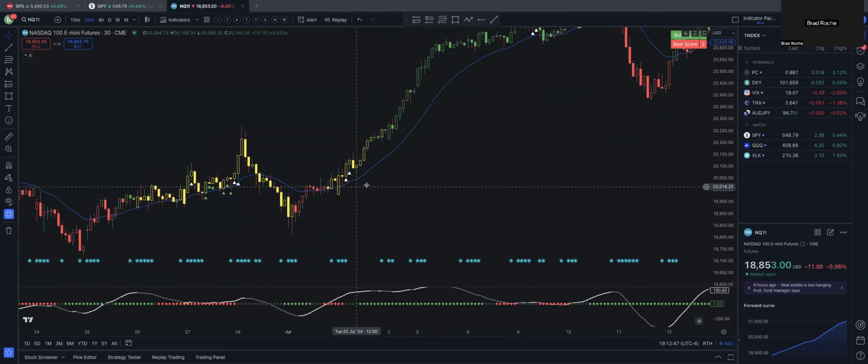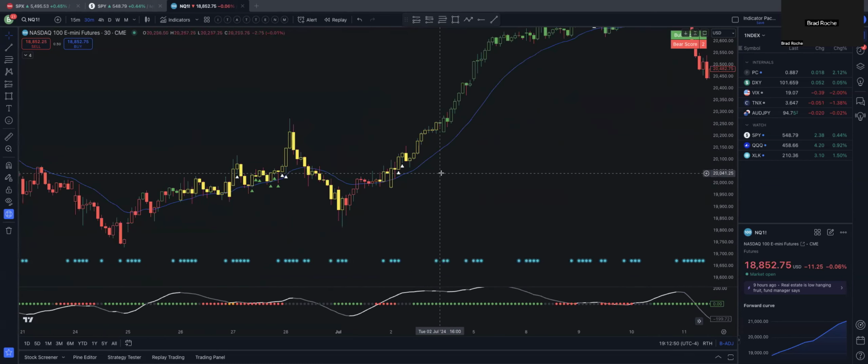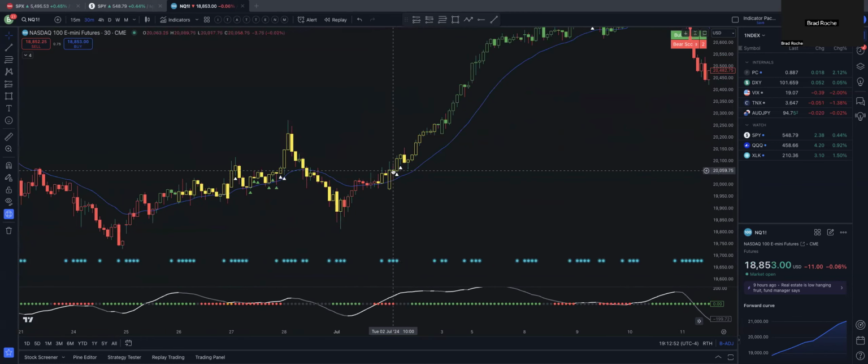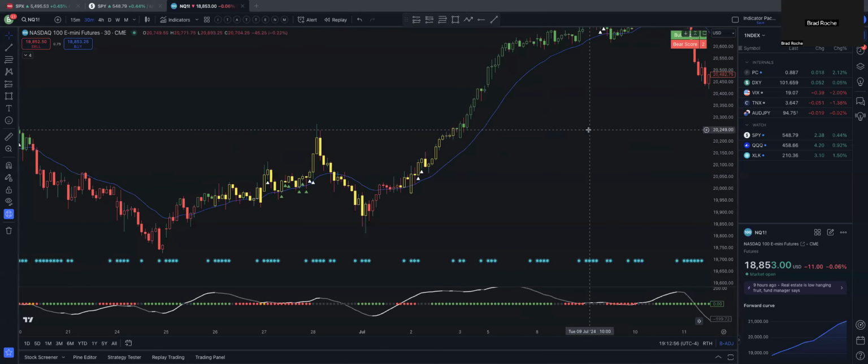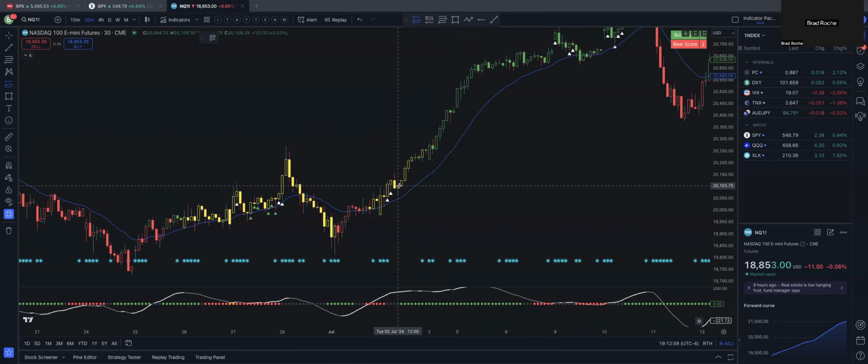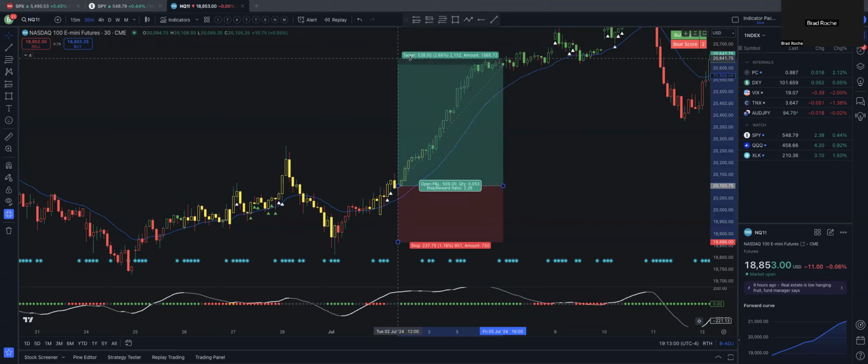And then you can see here, similar story. You get the buy signals, and then you just trade it to the upside. And this one, obviously, huge win. This ended up going 600 points.